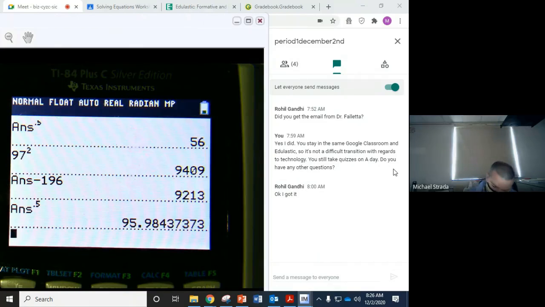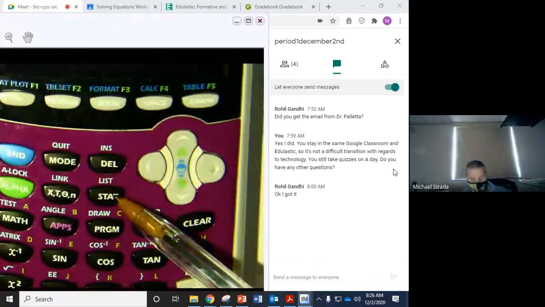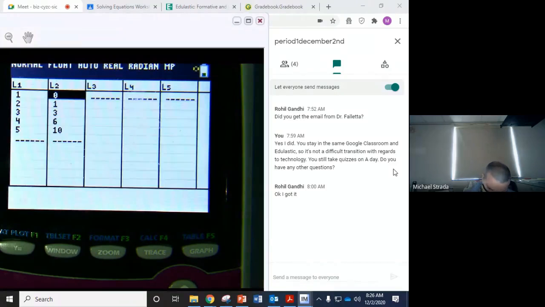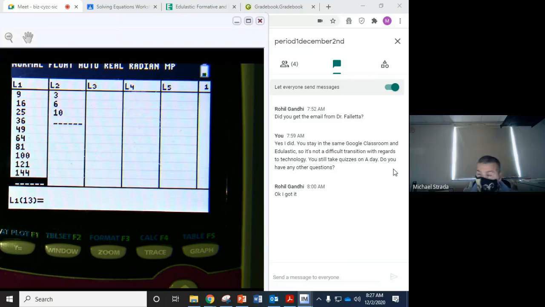There's a graphing calculator. I hit Stat, which is this button right here in the middle. And I hit 1 for edit because I'm changing things. I then go to L1 and I put in all my perfect squares up through 12. You can go more if you want. So in other words, 1, 4, 9, 16, 25, 36, 49, 64, 81, 100, 121, 144. You can put in more if you'd like, and you just leave it there for the next week.